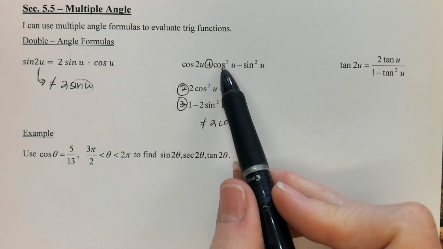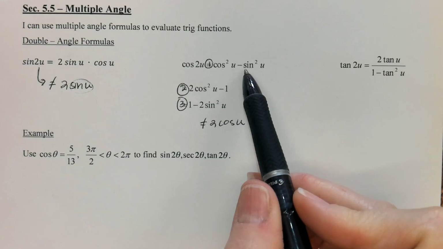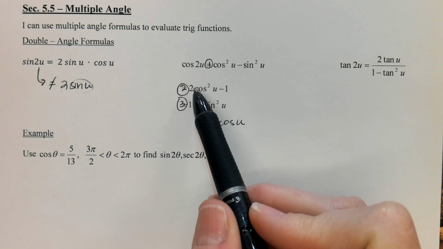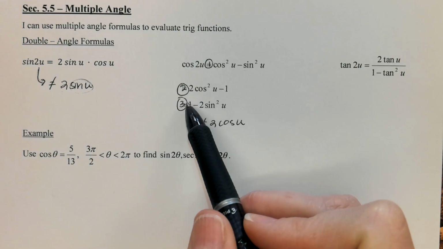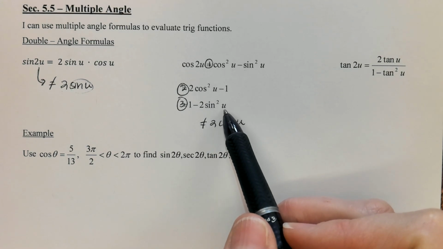So one of them is you can do cosine squared minus sine squared. It has to go in that order because of the subtraction. You can do 2 cosine squared u minus 1, or you can do 1 minus 2 sine squared u.